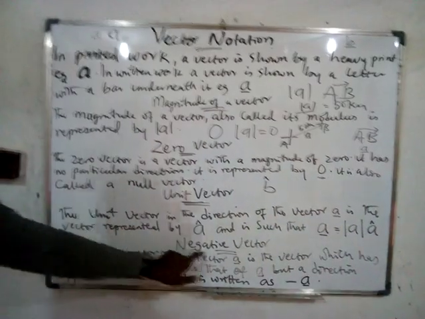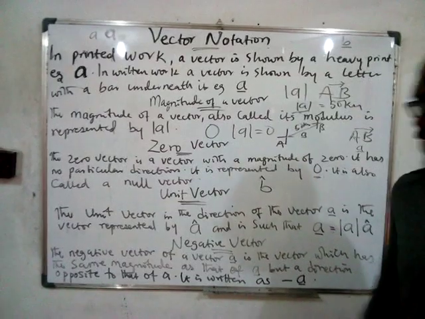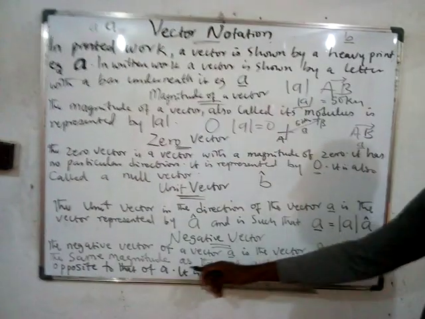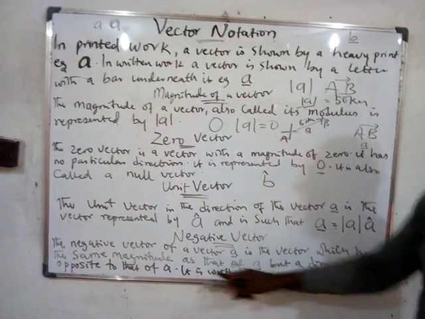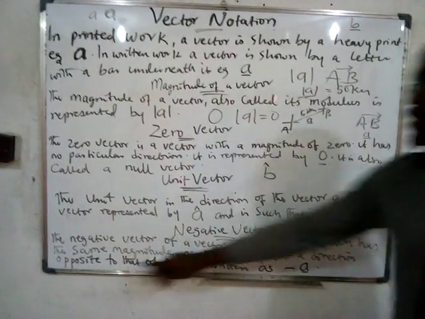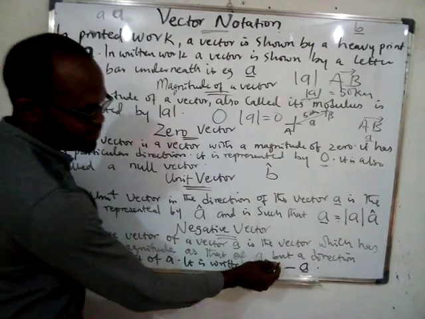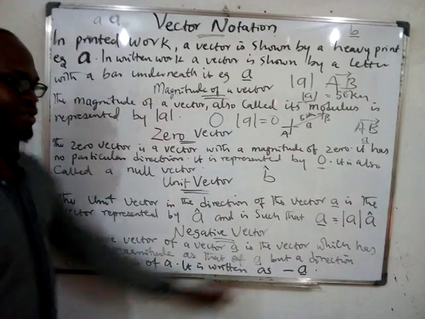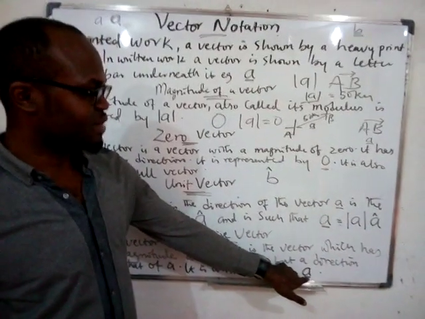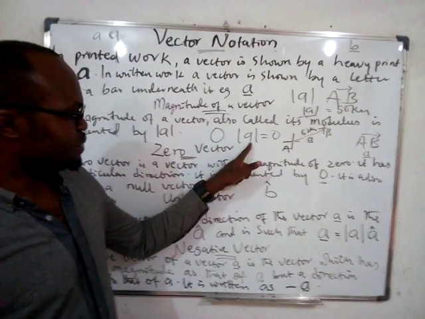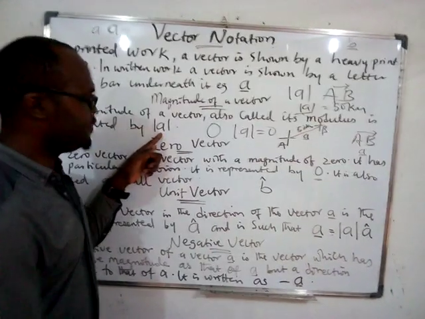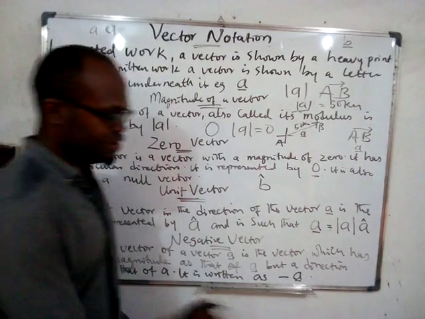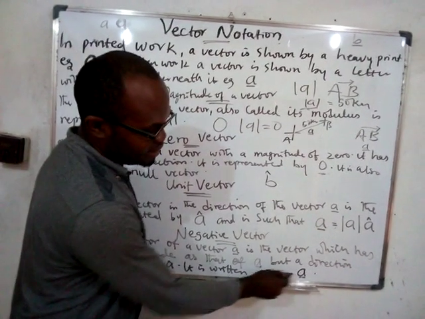Then finally, we need to look at the negative vector. What is a negative vector? The negative vector of a vector A is the vector which has the same magnitude as that of A, but a direction opposite to that of A. So you can see it is written as minus the vector because the direction is opposite, but the magnitudes are the same. So this magnitude is going to be the same for both of them, for a vector and the negative vector, only that the direction is opposite. It is represented by minus A.